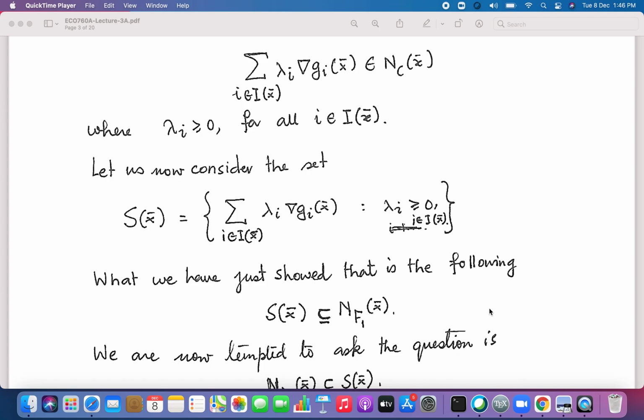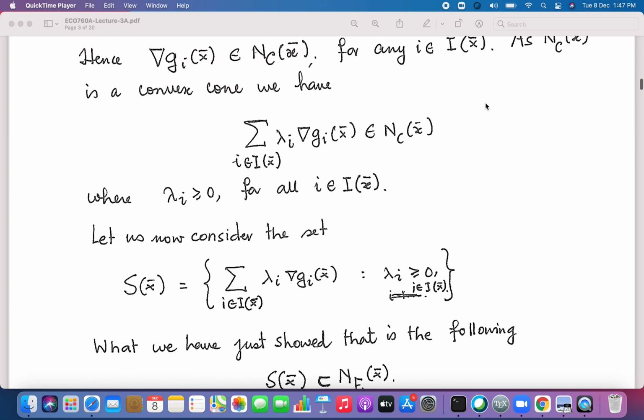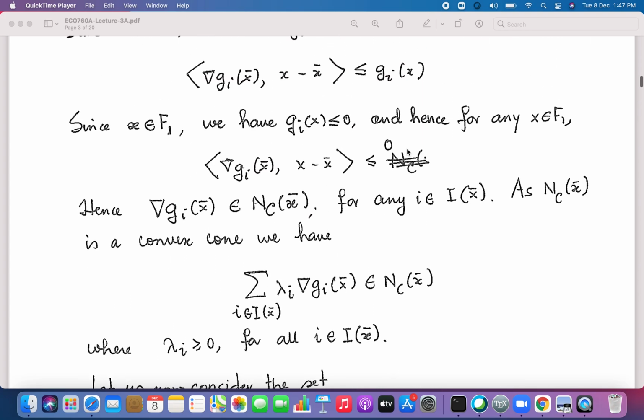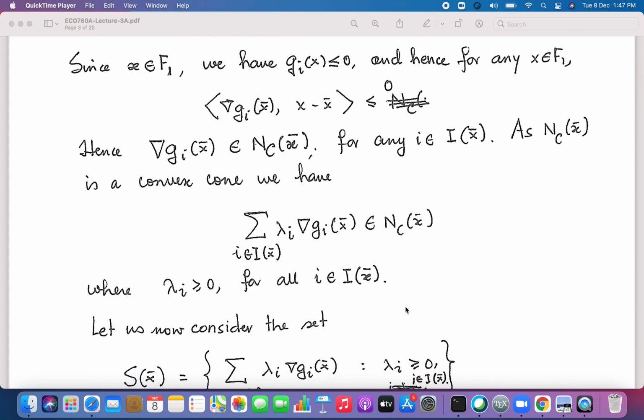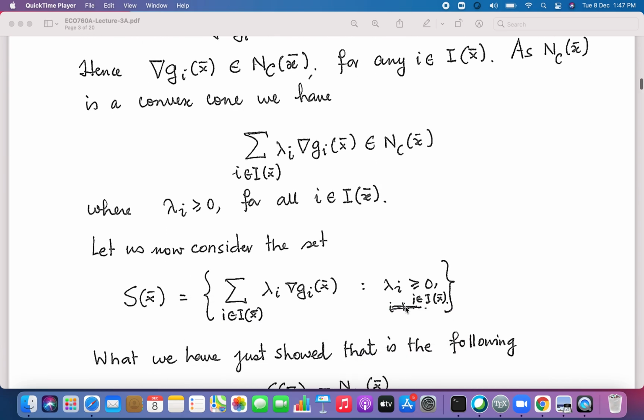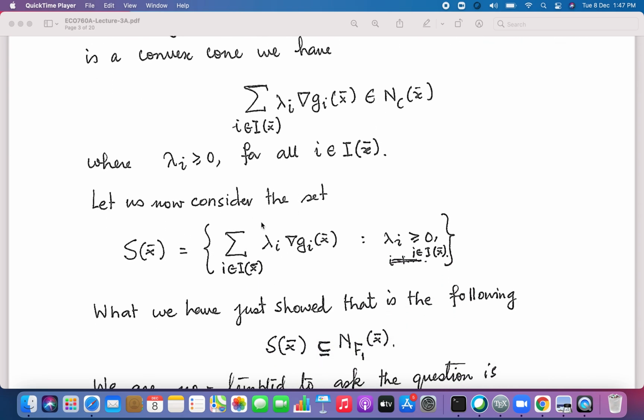So what we have just shown is that S(x bar), if you take any element of this form, will actually belong to the normal cone. Here, sorry, I made a mistake. This cannot be C. This is F1. Grad g_i(x bar) is an element of the normal cone to F1 at x bar, because x is in F1. Here also it should be F1. Here it should also be F1. Sorry for the mistake. So in the typed version, everything will be corrected. And so this shows that this whole set is a subset of N_F1(x bar).